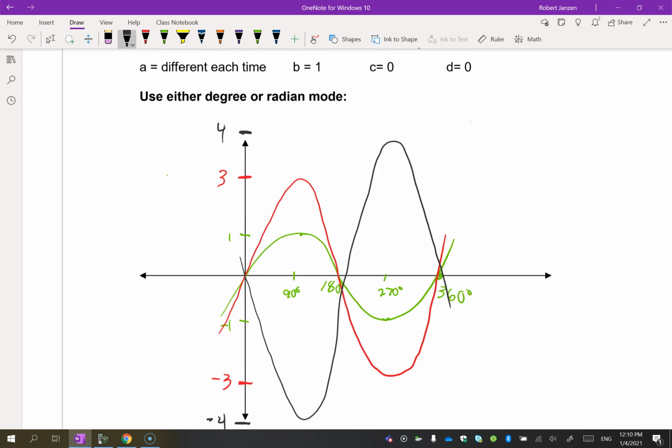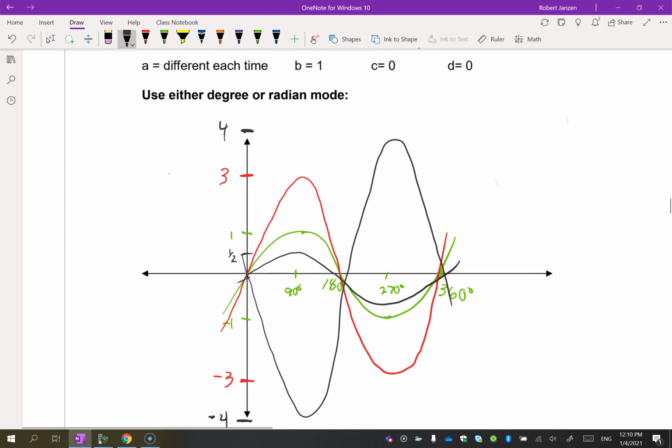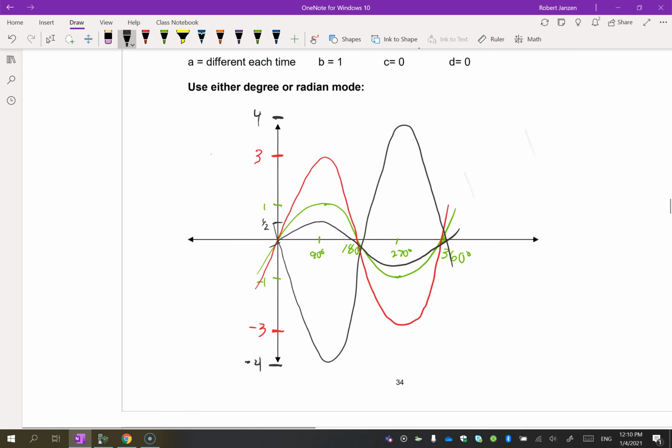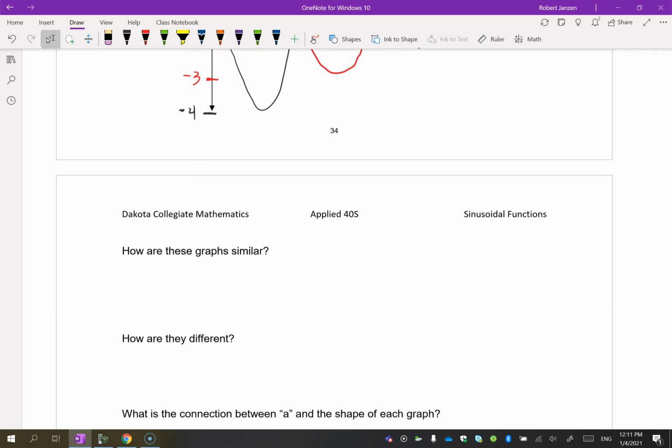And then the last one we have is a half sine x. So instead of going up to 1, it's only going to go up to a half and down to negative a half. Those are the 4 graphs. Let's answer a couple of questions it says here. How are these graphs similar? They have the same period.